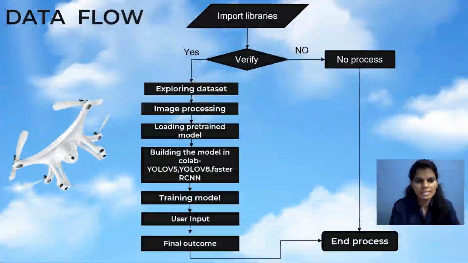So this is the system architecture and data flow diagram. We import the libraries, verify the data, explore the dataset, and image processing is done. We pre-train the model, build the model and train the model. The final outcome will be predicted.